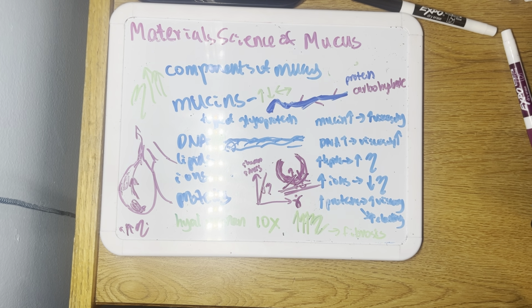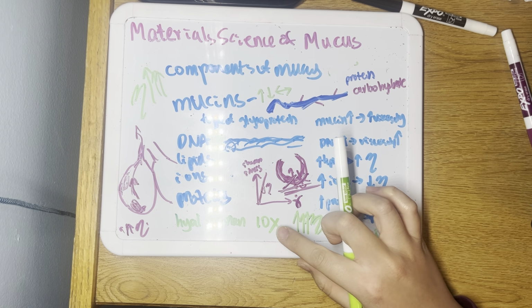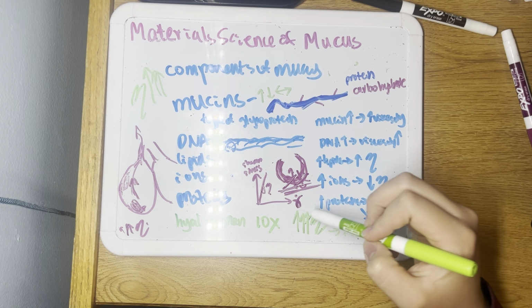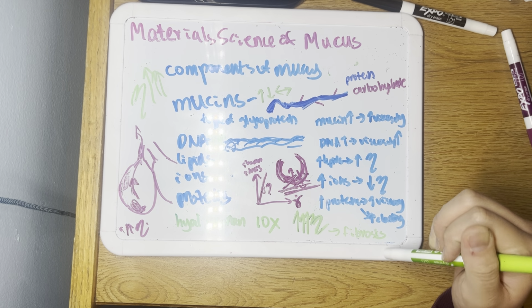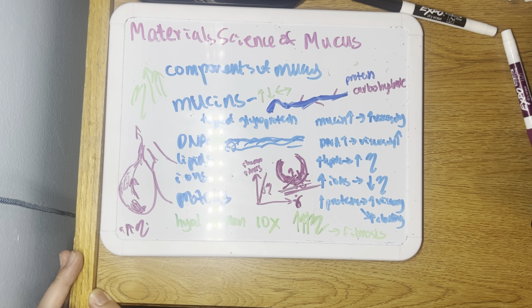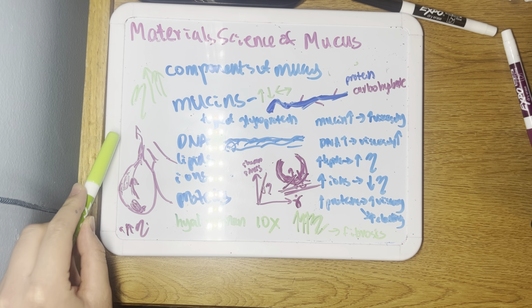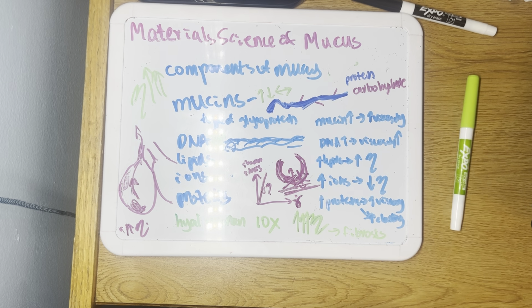And the other articles didn't mention it, so I think it's probably a very small component of your mucus, but it gets increased by 10 times when you have very severe COVID. So the viscosity increases by a ton, and you can even get fibrosis, which is very bad because that's scar tissue formation in your lungs, and you don't want that.